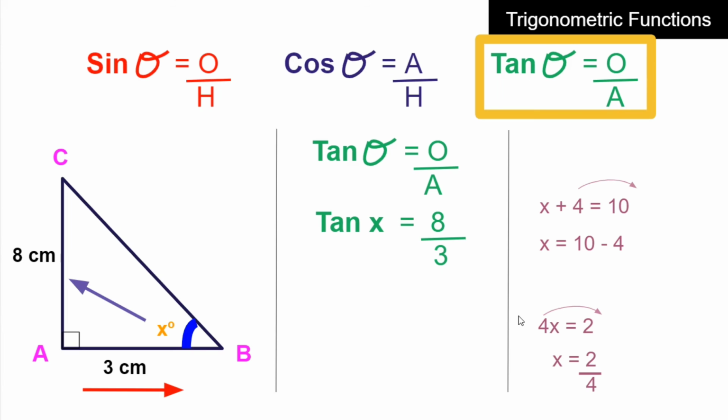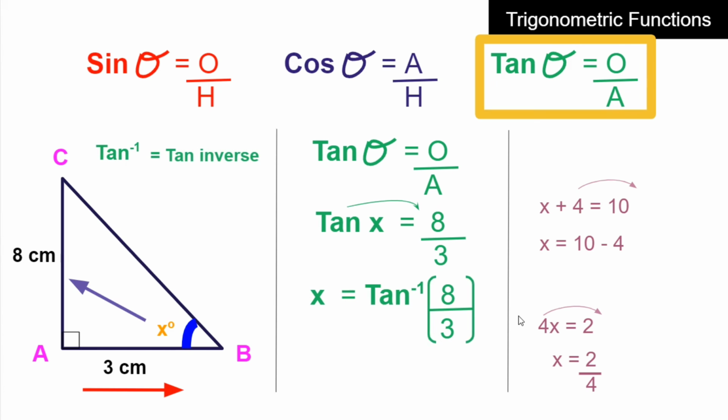Similarly, if I'm dealing with tan x equals 8 over 3. Now, if I take this tan to the other side, what happens? It's not as simple as it was for positive or negatives and multiplications and divisions. We just switch them. But when tan goes to the other side, it becomes something like this. x equals tan minus 1 of 8 over 3. And tan minus 1 is called tan inverse.